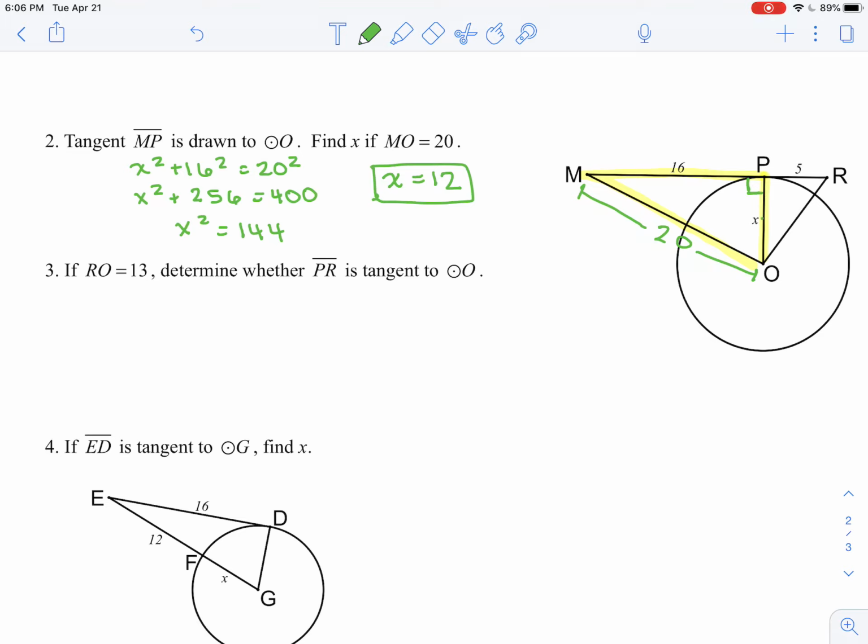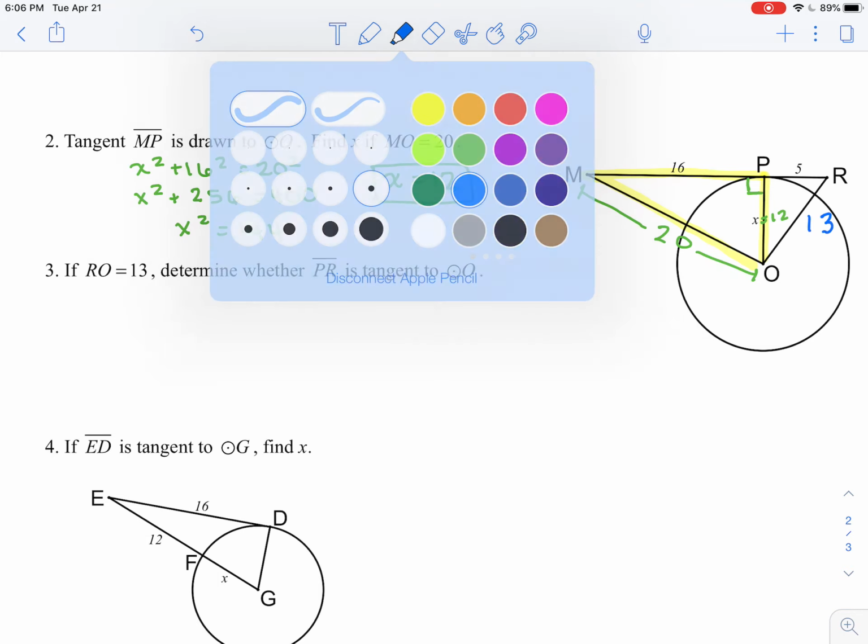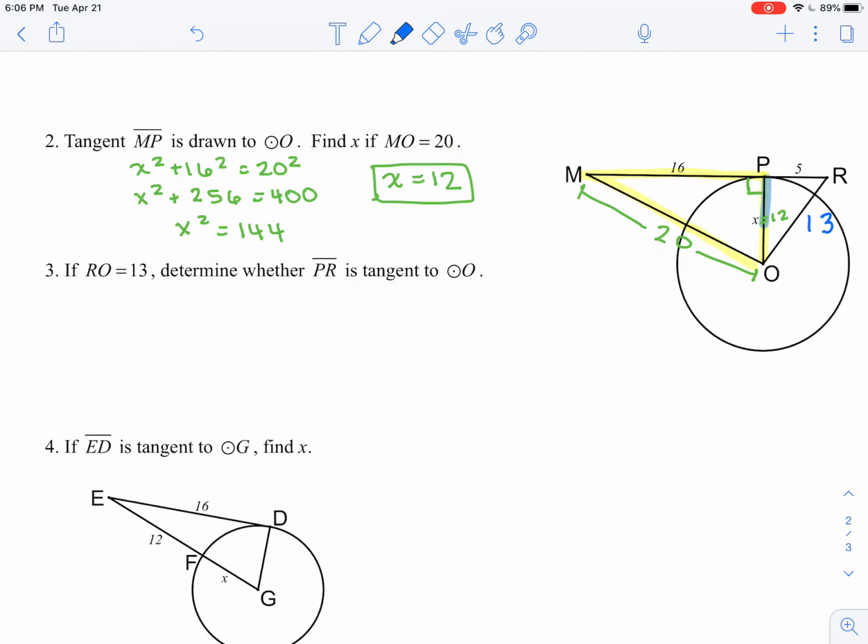In question number 3, it now says if the length of RO is 13, determine whether PR is also tangent to circle O. So if we use our answer from question number 2, PO is now 12, PR is marked as 5 units, and the directions tell us that RO is 13 units. In order to figure out if PR is tangent to the circle, we need to know whether or not it creates a right angle with PO.